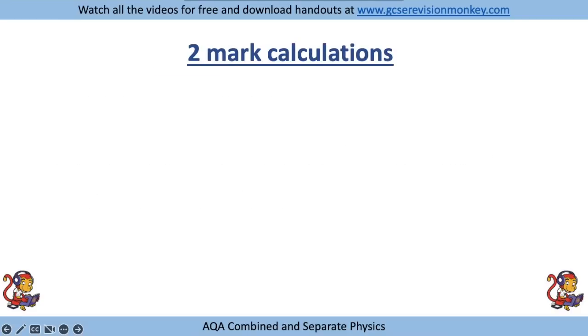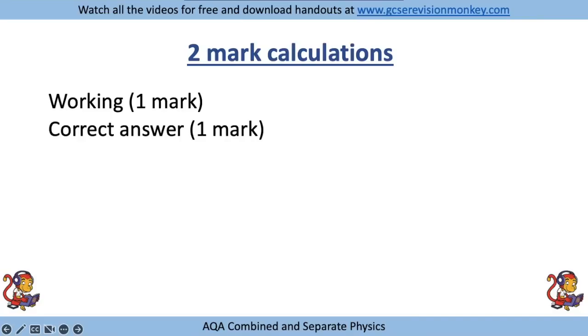So let's have a look at 2 mark calculations first of all. Really, you're getting 1 mark for your working and 1 mark for your correct answer. So we really encourage you to do your working, because even if you use your calculator incorrectly and get the wrong answer, you will still get a mark for the correct working out. So let's have a look at this question.